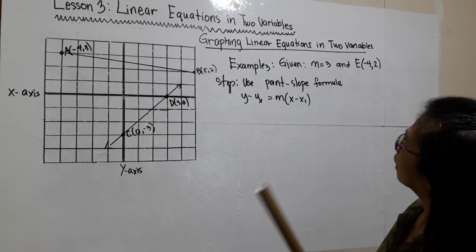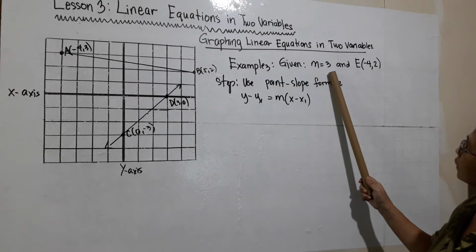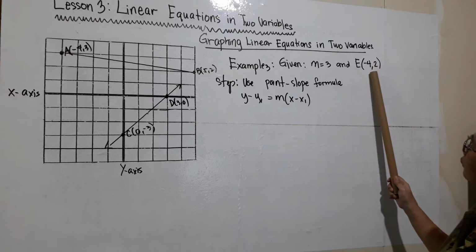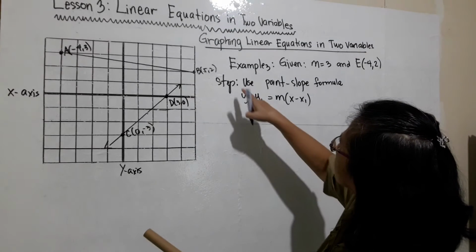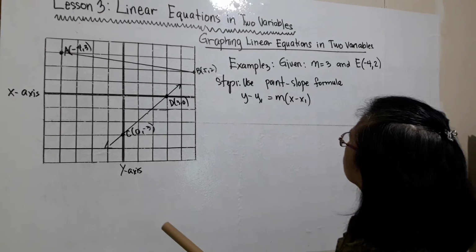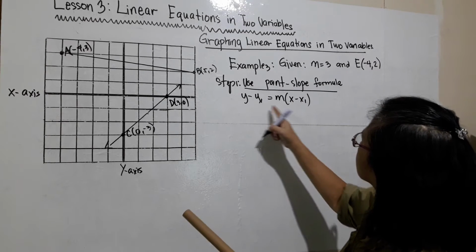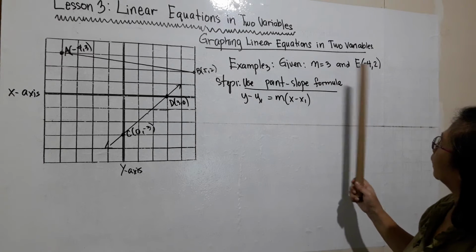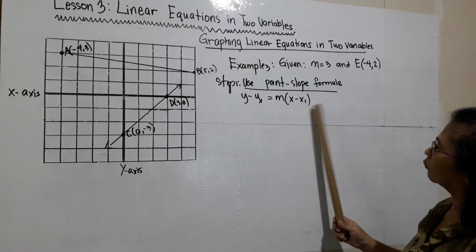Okay, for example number 3, the given are the slope, which is 3, and a point with coordinates -4 and 2. For step number 1, we will use the point-slope formula, because the given has a slope and a point. So we have to use this. We call this the point-slope formula.